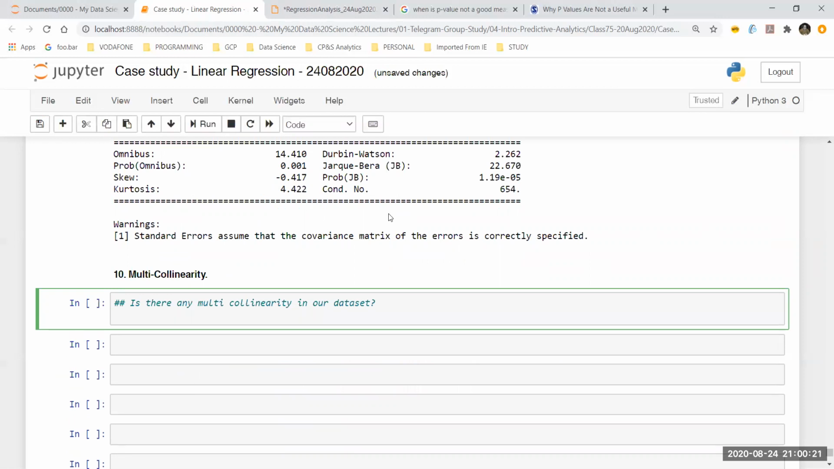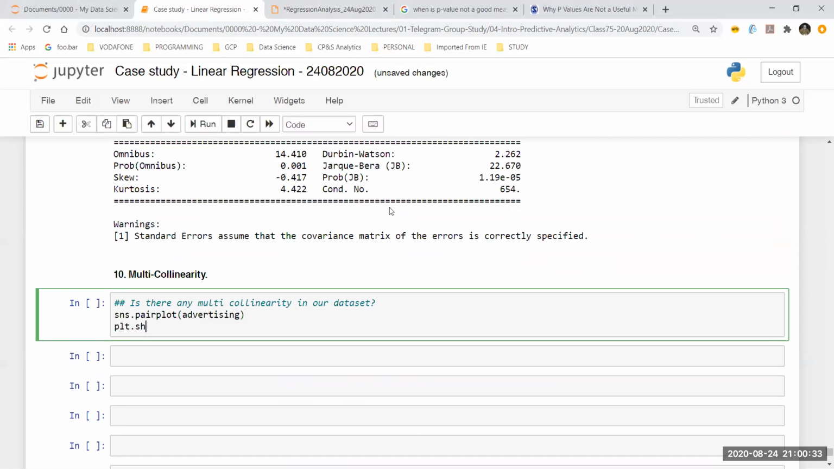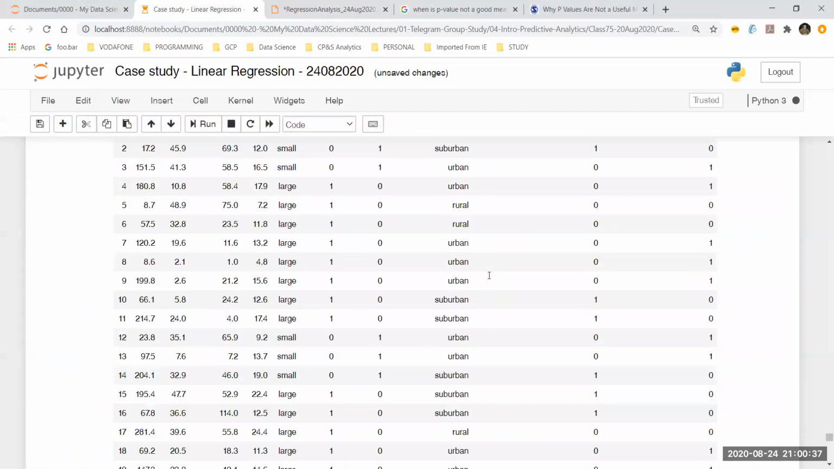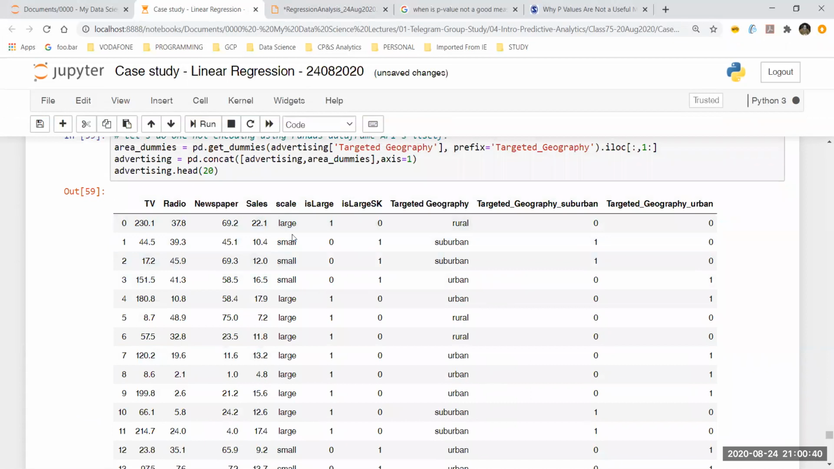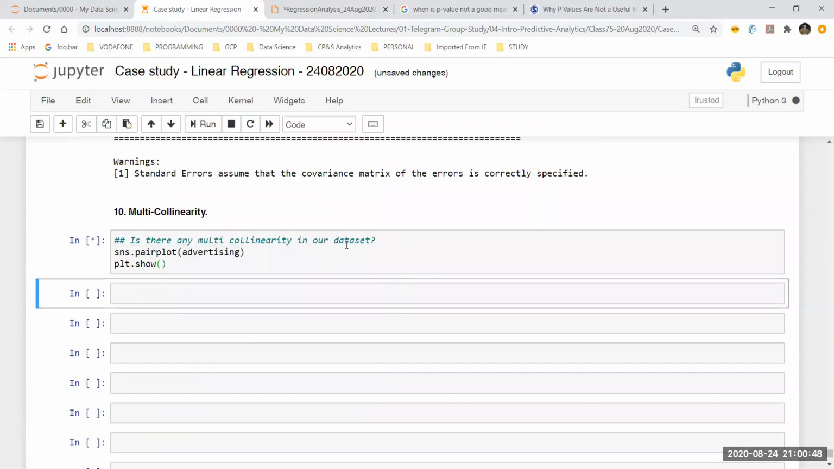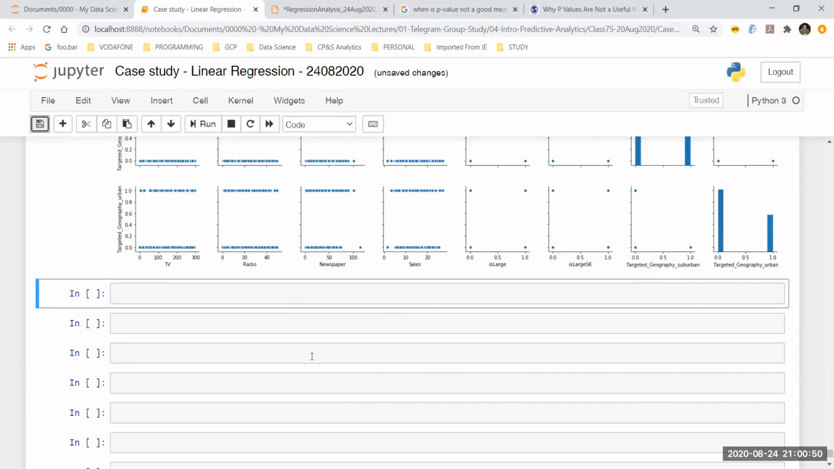And clearly, a very easy thing to do is to do a pair plot. So I just say advertising, right? And I'm going to say plt dot show. Now there can be one problem, because in my data set I also have the scale and then is large, and then this targeted geography and then the divisions. So they might show me some kind of an interrelationship, but let's try to ignore them when we do this.